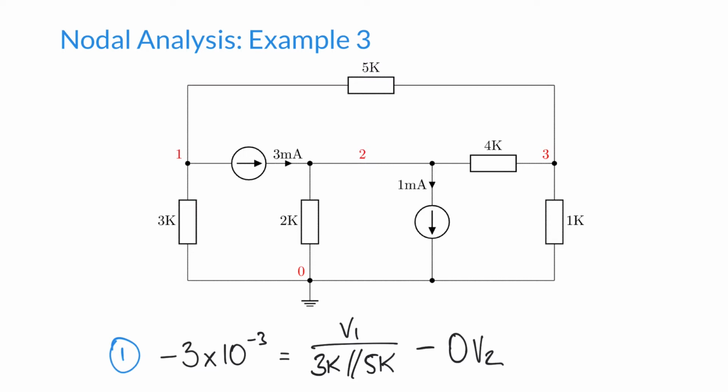And then we're also going to subtract, again in the form of V over R, anything that takes us directly from node 1 to node 3, the voltage V3 here. And again, we can achieve that via this 5k resistor. So again, we're subtracting V3 over 5k.